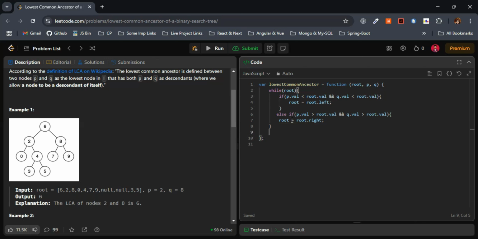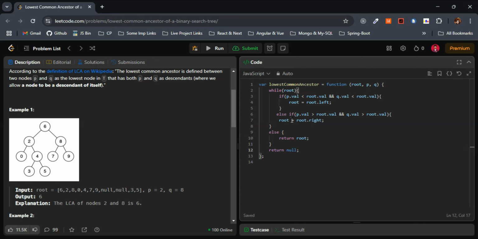Else, we have found the LCA node, nothing but the root itself. Root is the descendant of itself. Else the root itself we are considering, so I can just give here return root. So this is it. Finally, we have to return null, because when root is null, we have to return null here.